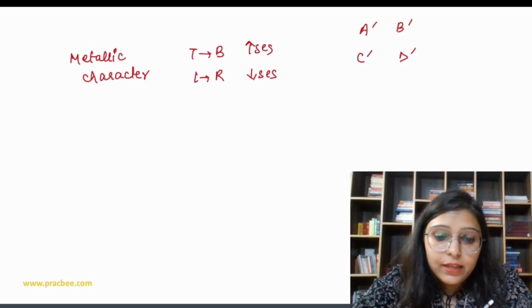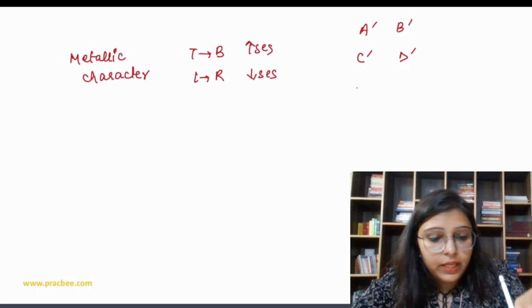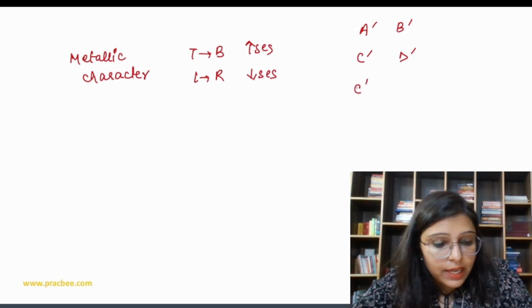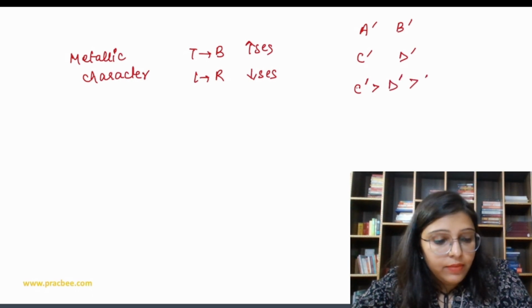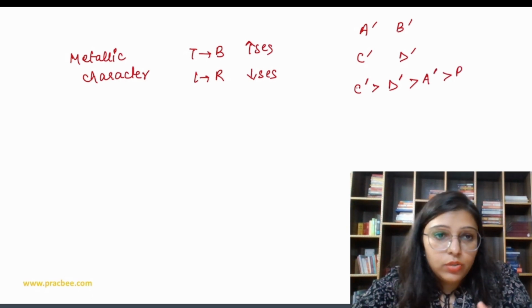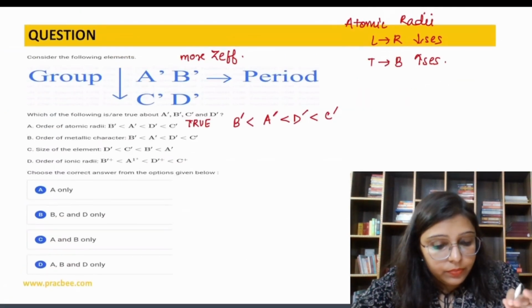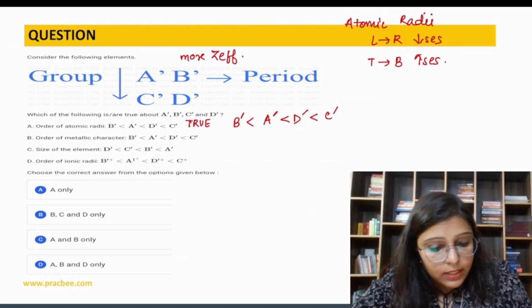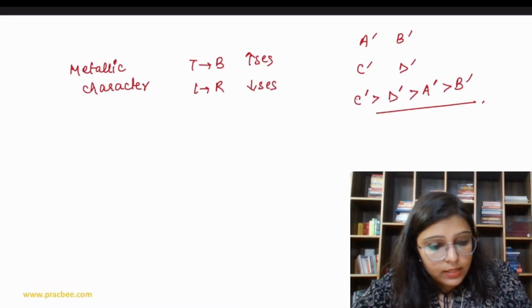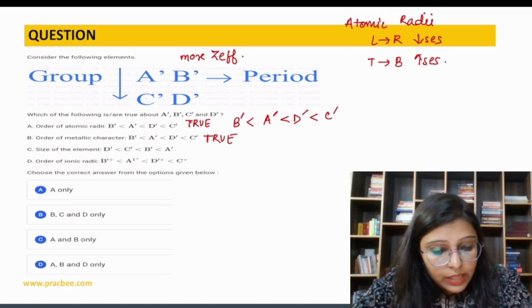So metallic character is highest down the group, it increases, so highest for C dash, then D dash, then A dash, and then B dash. So this is going to be the metallic character comparison: C dash, D dash, A dash, B dash. Yes, it is true. So this is correct.